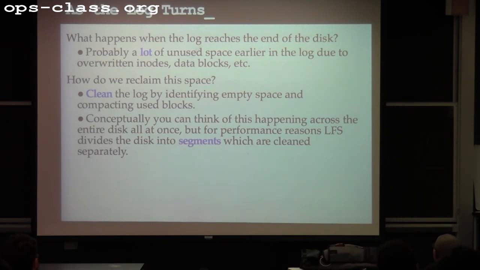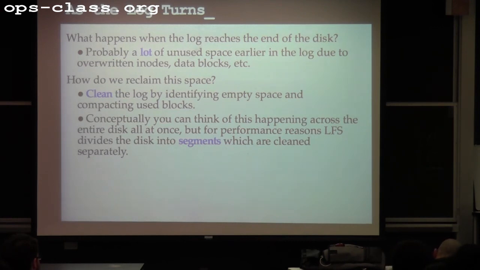So LFS calls this cleaning. I'm going to clean the log. Cleaning means I'm going to go through, find all the parts of the log that aren't needed anymore, and then take all the used stuff, because remember, I want to write to the end of a log, compact it all together, and now start appending to the end of that structure. So take disk, remove unused parts, compress, start log at end, and keep going.